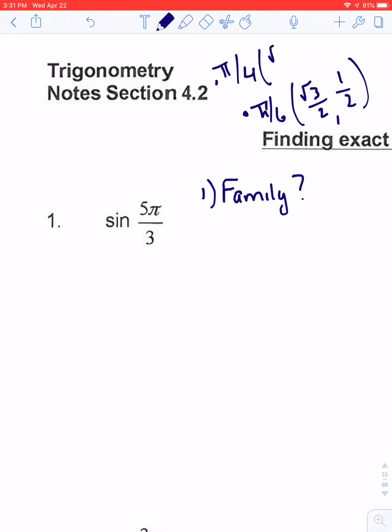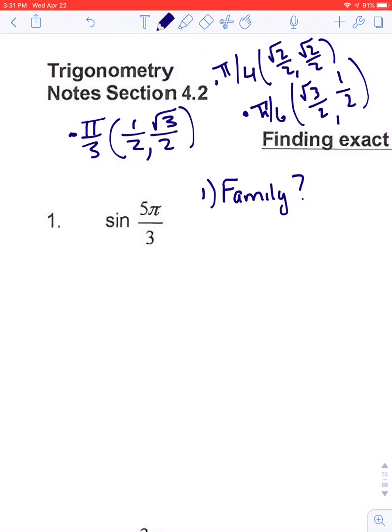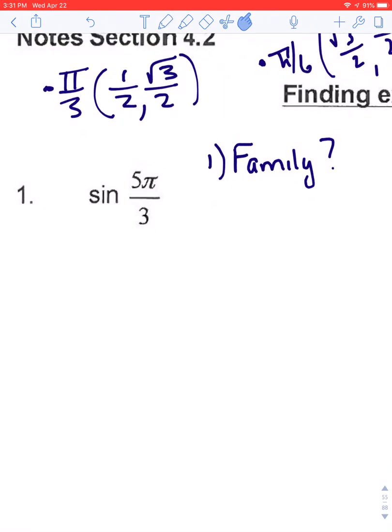I'm going to run out of room here, but these are the two I memorize, and then for the pi over 3, I just reverse what I got for the pi over 6. So when I ask myself that question, what family, I then steal the ordered pair from the family. So this is the pi over 3 family, because when you reduce, that denominator is a 3. So I know the ordered pair.